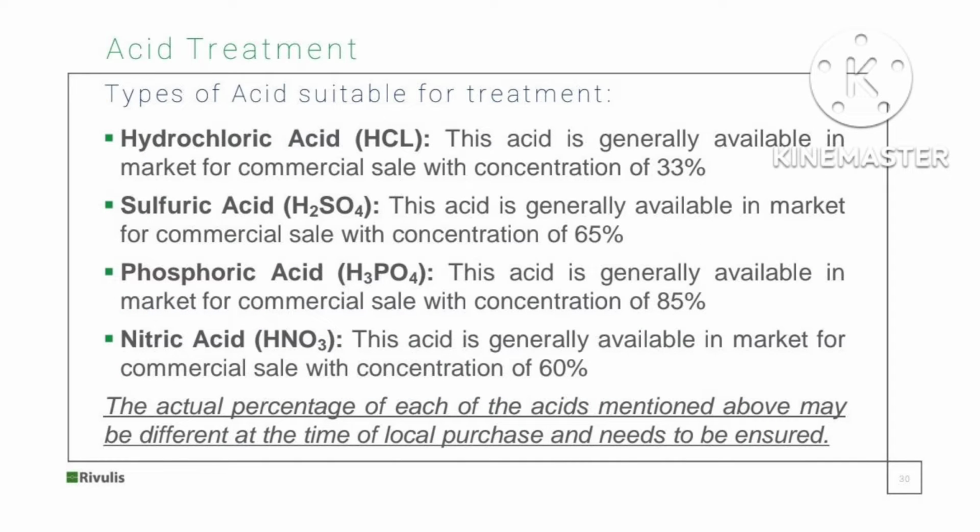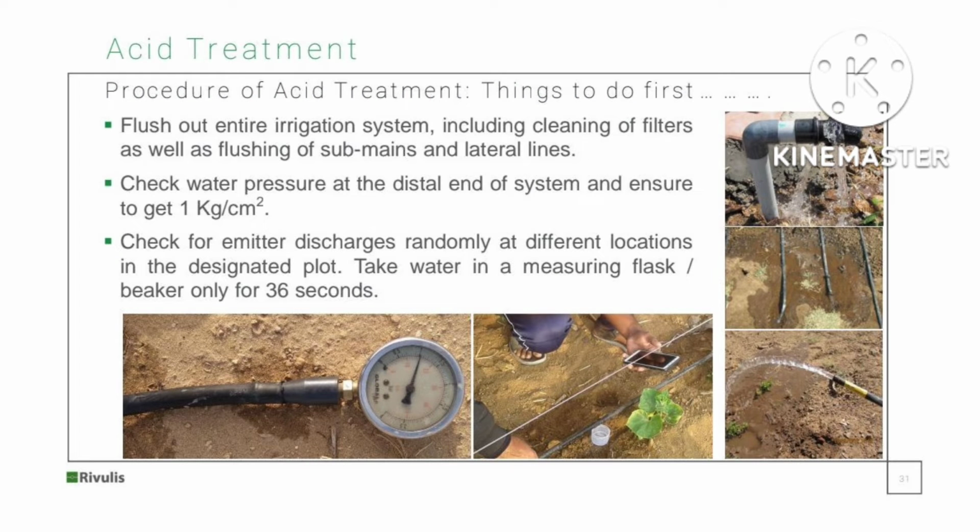Types of acid required for acid treatment: hydrochloric acid, sulfuric acid, phosphoric acid, nitric acid, HNO3. These are the acids used for acid treatment. HCl is generally available in the market for commercial sale with a concentration of 33%. Sulfuric acid, phosphoric acid with a concentration of 85%, and nitric acid with a concentration of 60% are available in the market.